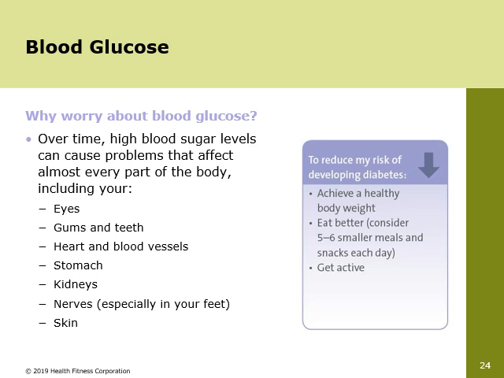But over time, if these levels are not controlled, they can cause problems that affect almost every part of the body, including our eyes, our gums, teeth, heart and blood vessels, stomach, kidneys, nerves, and skin. And again, this is when they're uncontrolled blood sugar levels over time. So reducing our risk of developing diabetes is really important, because it's one thing to manage diabetes when we have it, and that's a wonderful thing, but to reduce our risk altogether of developing it is even better.